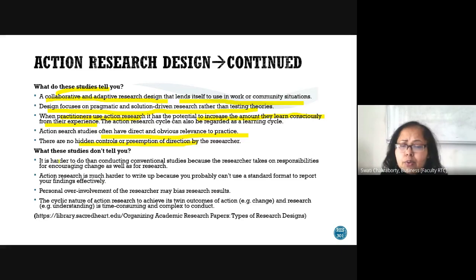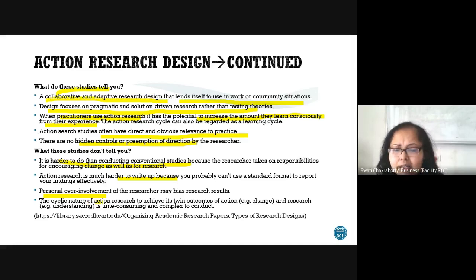What these studies don't tell us. It's harder to do than conducting conventional studies. Why? Because the researcher takes on responsibilities for encouraging change as well as for research. It's also harder to write up. Why? Because you probably don't use a standard format to report your findings effectively. Personal over-involvement of the researcher may lead to some biased results.